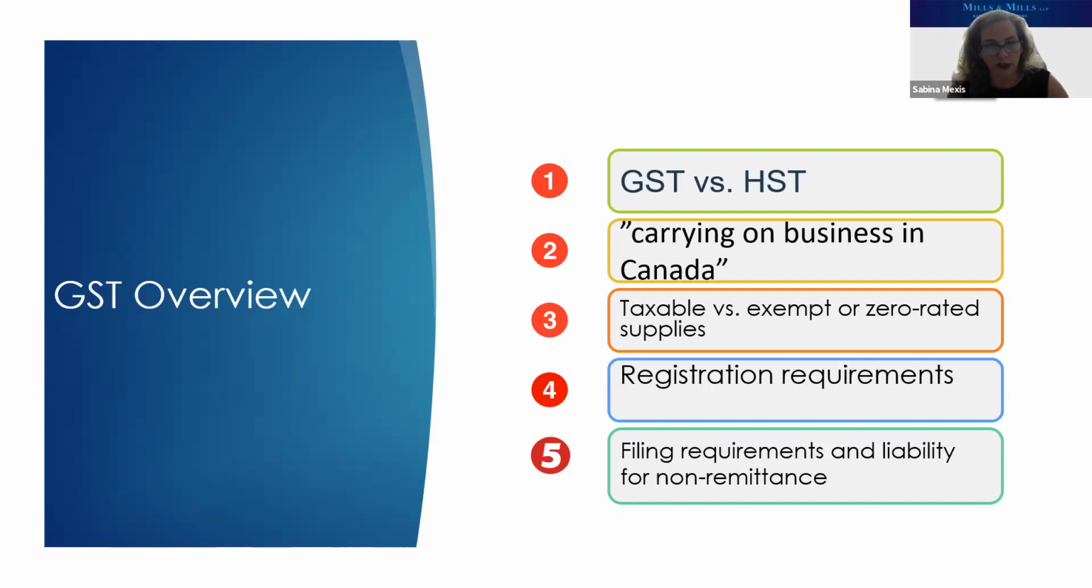So the definition of business for goods and services tax purposes differs from the same term in the Income Tax Act. So for GST purposes, carrying on business means that the business activity in question is done regularly or on a continuous basis. So it's important to note here that you may not be found to be carrying on a business in Canada for income tax purposes, but you still may be found to be carrying on business in Canada for GST purposes. So it's important to ensure that both aspects are looked at in making that determination of your tax liability.